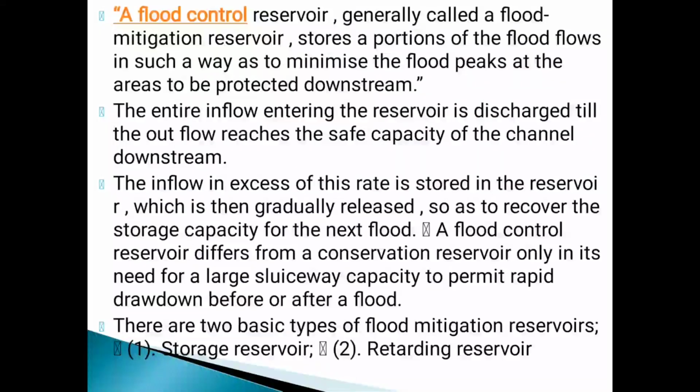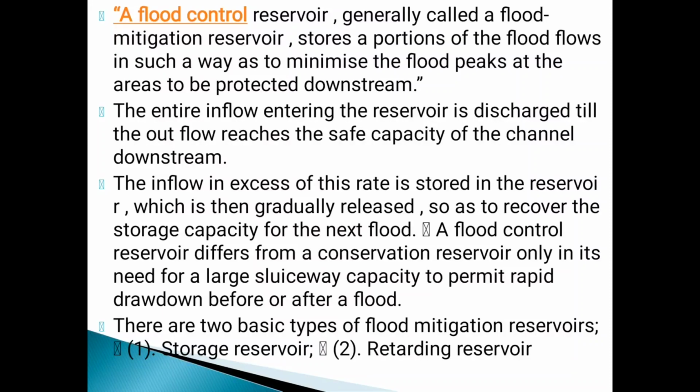Next one, a flood control reservoir, generally called a flood mitigation reservoir, stores a portion of flood flows in such a way as to minimize the flow peak at the area to be protected downstream. The entire inflow entering the reservoir is discharged till the outflow reaches the safe capacity of the channel downstream. The inflow in excess of this rate is stored in the reservoir, which is then gradually released so as to recover the storage capacity for the next flood. A flood control reservoir differs from a conservation reservoir only in its need for a large sluiceway capacity to permit rapid drawdown before or after a flood.